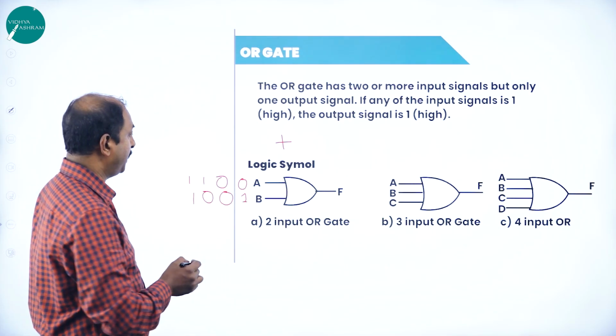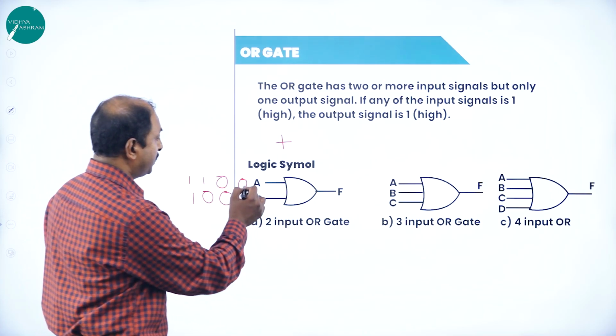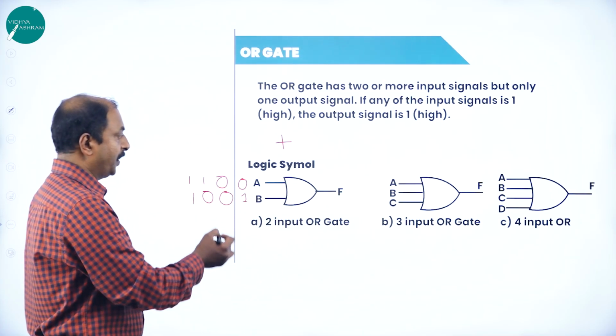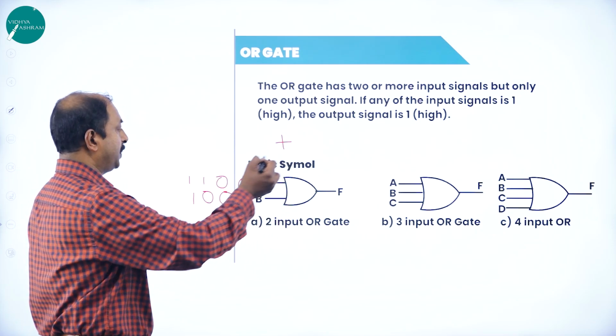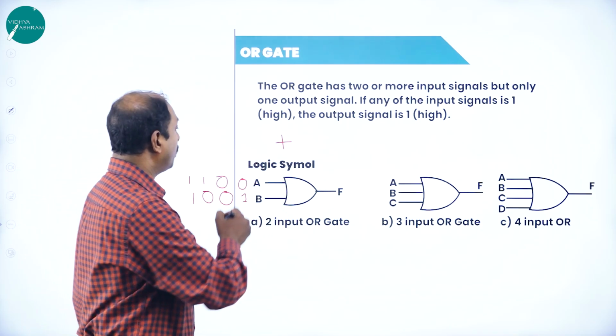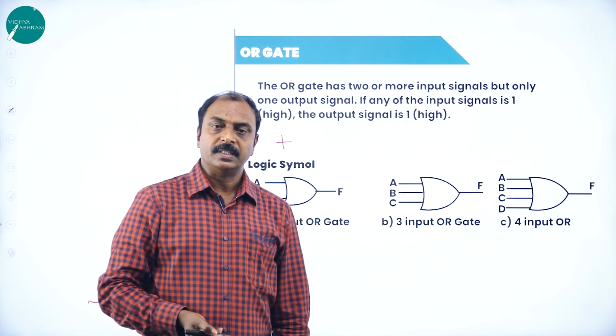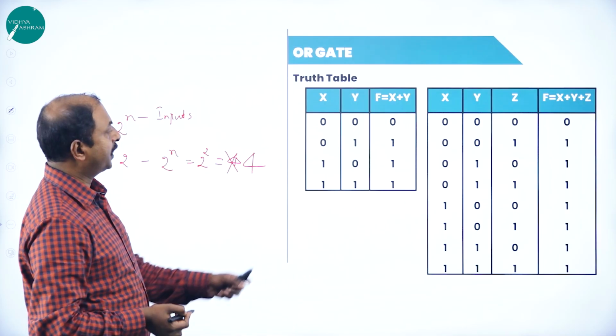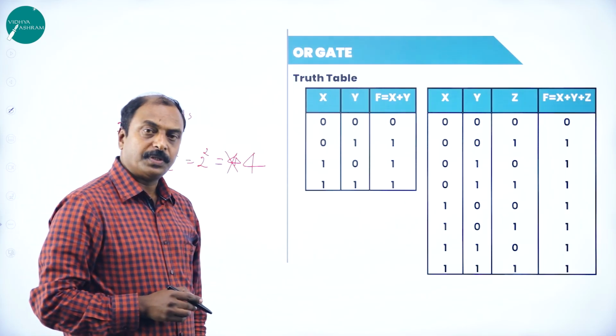So one combination is 0, 1. If this is 0, 1, what is the output? If it is 0, 0, what would be the output? So all these we are recording in the form of a table, that is the truth table. Now we can observe the truth table here.